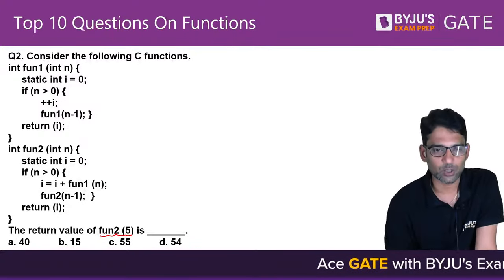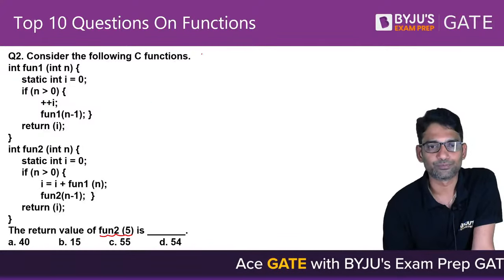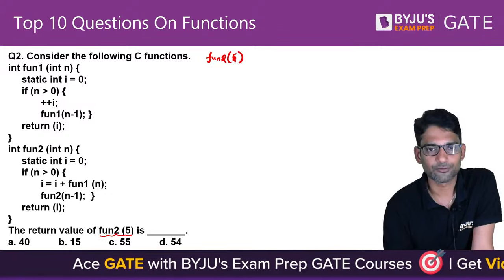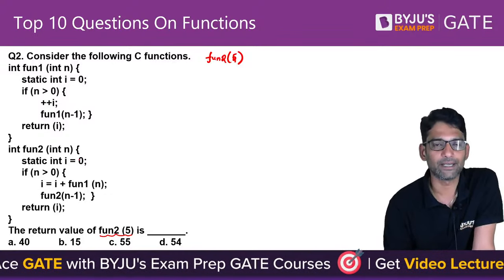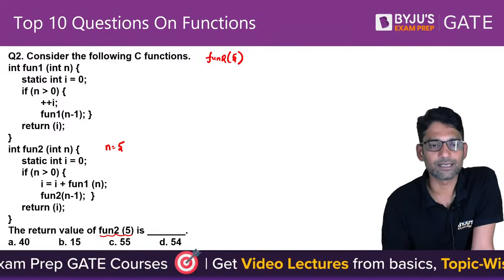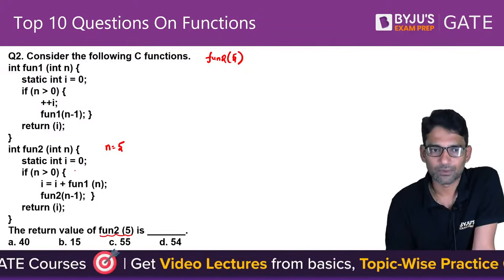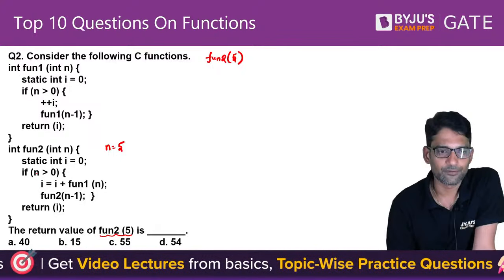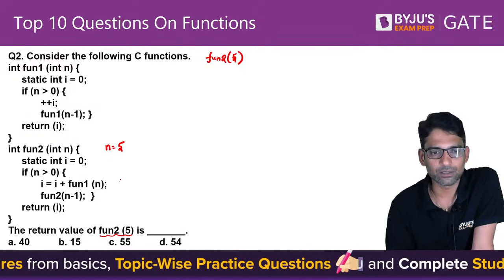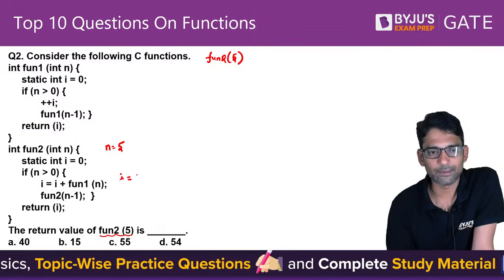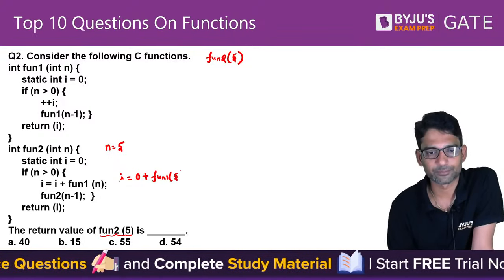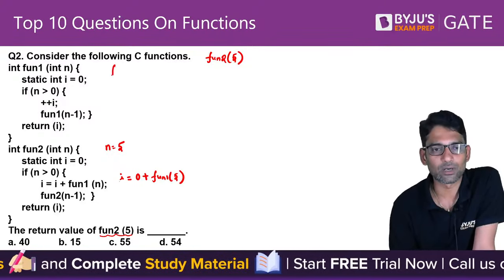So first we are calling Fun2 of 5. So here n equal to 5 initially, and there is a static variable I that is assigned to 0. If n greater than 0, yes. So I is equal to I plus Fun1 of 5. So what is Fun1 of 5?